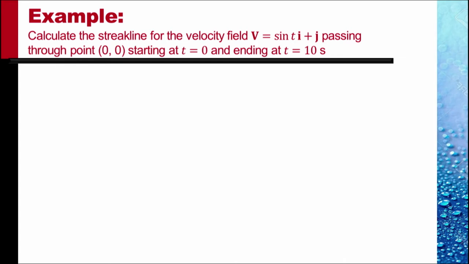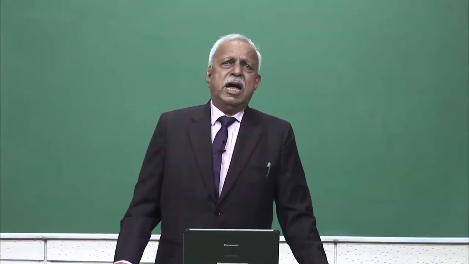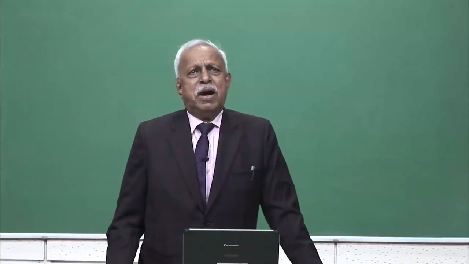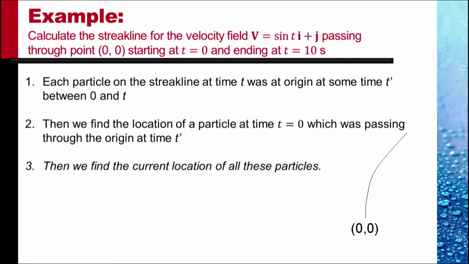This is a little complicated problem. Every particle must pass through point 0, 0. So the streak line at time t equal to 10 seconds consists of the location of all the particles that pass through point 0, 0 between time t equal to 0 and t equal to 10 seconds. The particle at time t equal to 10 seconds is still at point 0, 0, and the particle that passed through point 0, 0 at time t equal to 0 second is at the top end of this streak line.